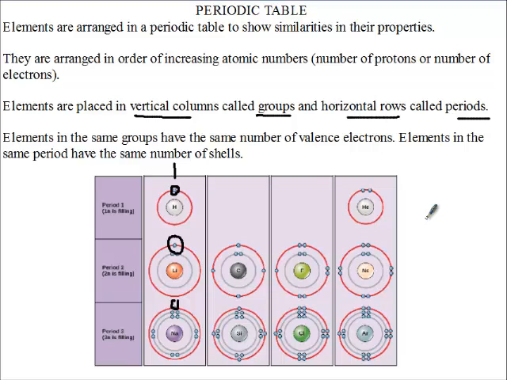Elements in the same period have the same number of shells. Here, one shell here, one shell here. 1, 2. 1, 2. Here we have 1, 2, 3 shells. So in the same group they have the same number of valence electrons, but in the same period they have the same number of shells.